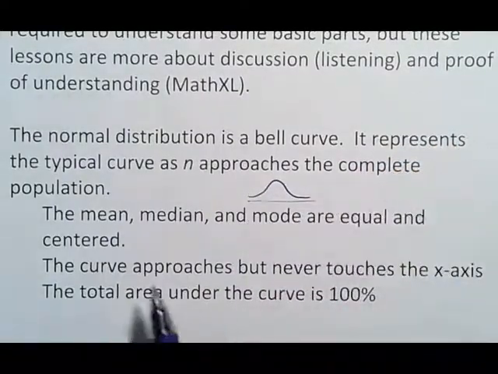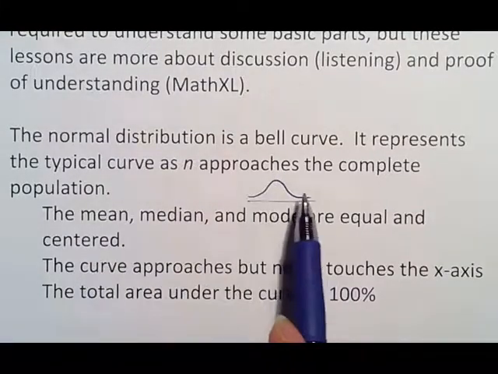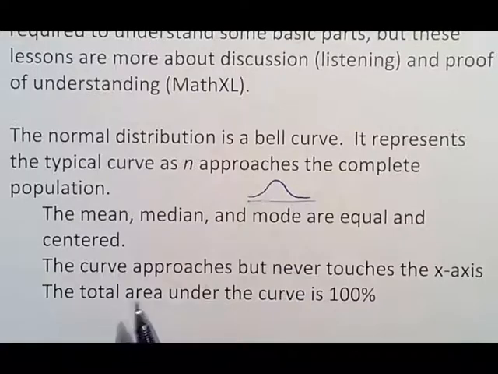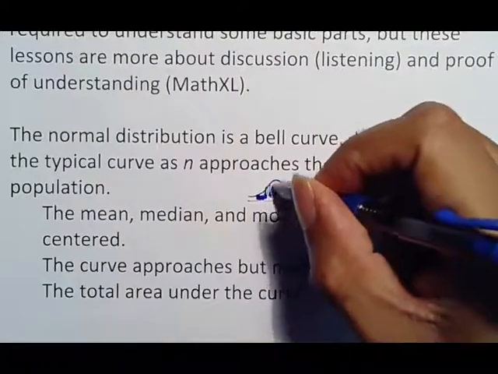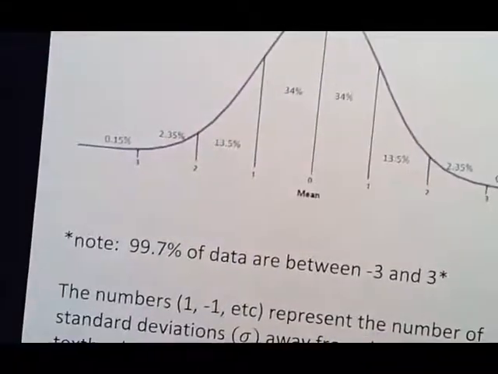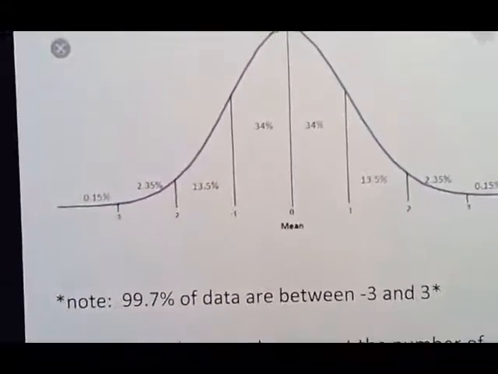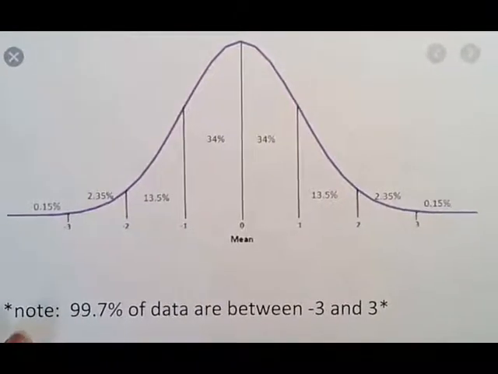and that's what it is. The mean, median, and mode are equal and centered. The curve approaches but never touches the x-axis, and the total area under the curve is 100%. So what you're looking at in the curve is this part here. All right. The curve itself has a look that's something like this. Don't copy this yet. I'll give you another chance to do that, but just kind of look at it and follow along. And the note is that 99% of the data is between -3 and 3.